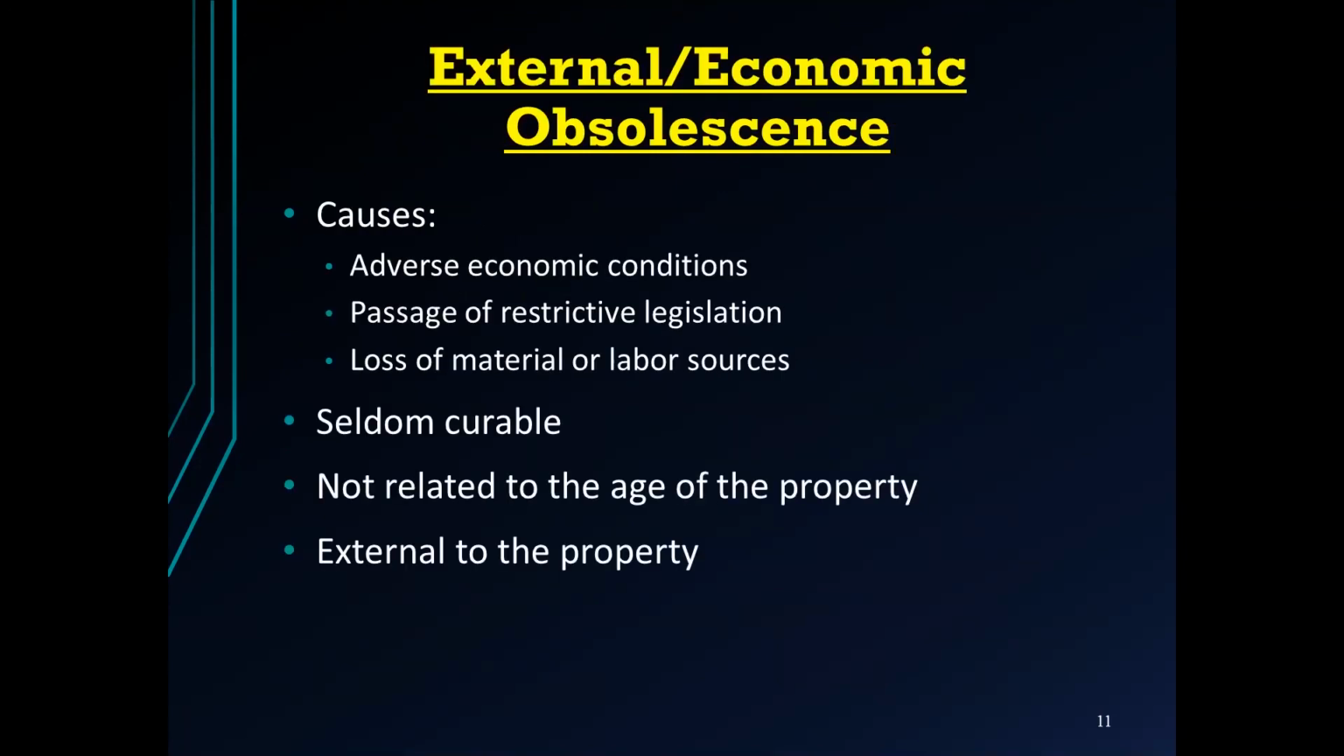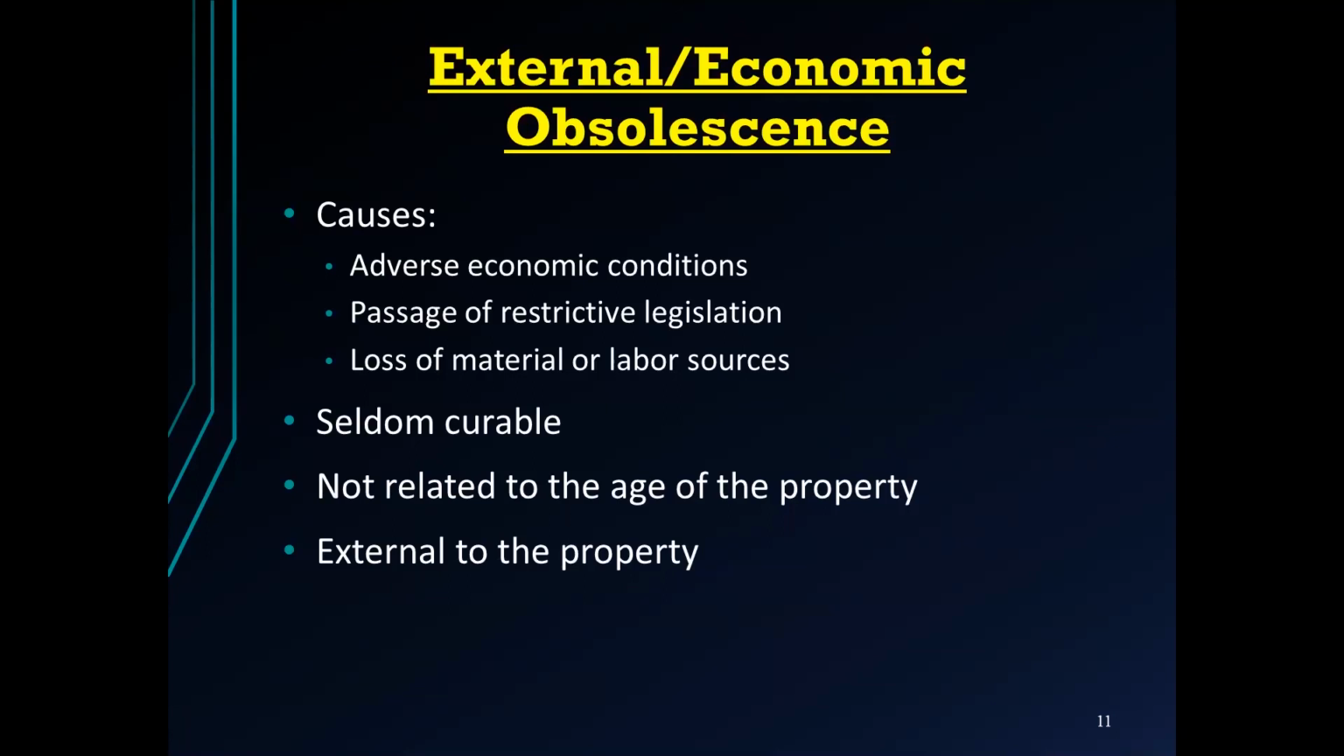External or economic obsolescence is obsolescence that's caused by something outside of the property owner's control. It's also not intrinsic to the property. What can cause it are things outside of the property, like adverse economic conditions. That's going to be the main one. That's why external obsolescence is usually called economic obsolescence, because it's referring to adverse economic conditions, again, outside of the property owner's control.